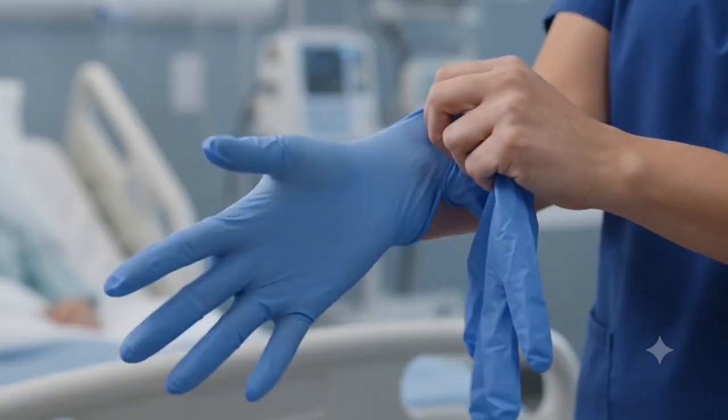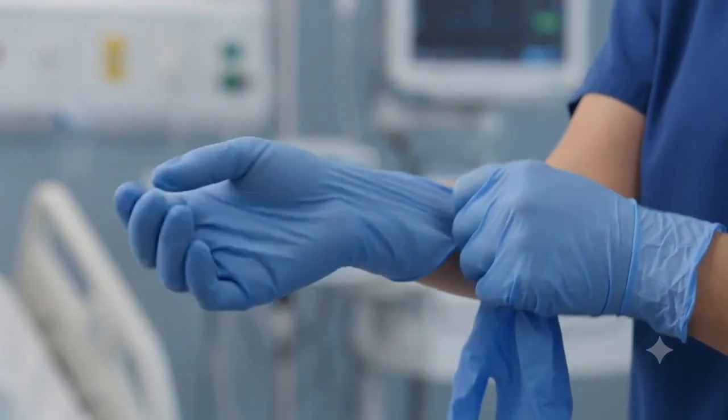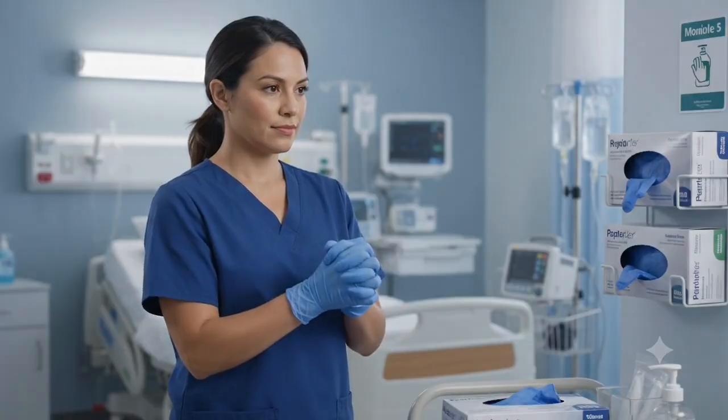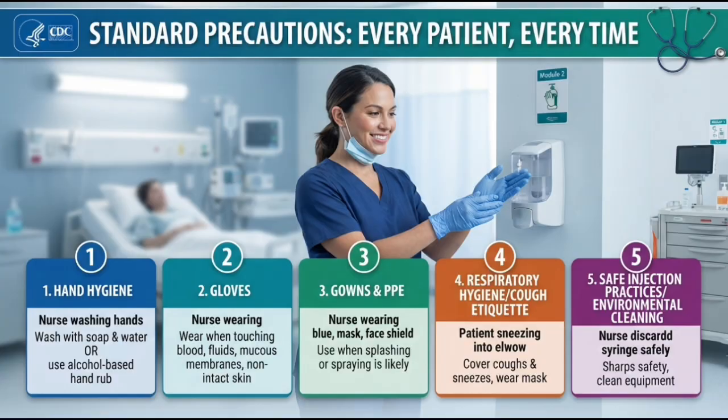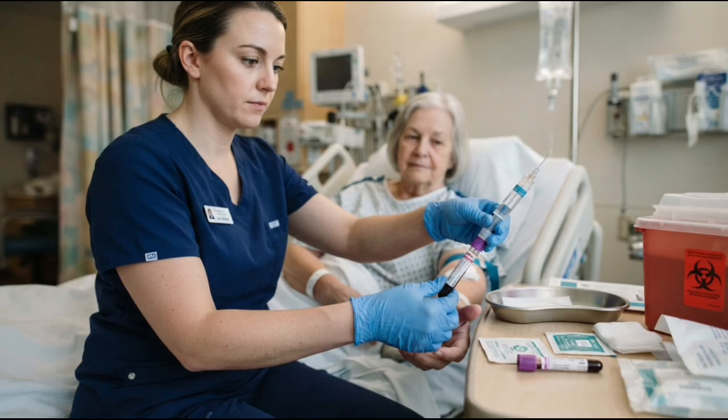Standard precautions are used for every patient because any patient may carry infectious germs. Standard precautions are 5 methods to prevent infection, and remember, use them for every patient every time. Number 1, hand hygiene. Wash your hands with soap and water or use hand sanitizer. Number 2, wear gloves. Wear gloves when touching blood or body fluids.